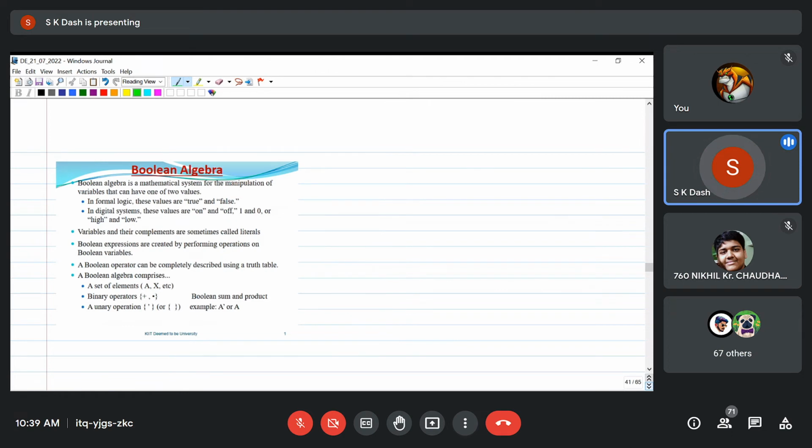Next, Boolean algebra. When we are dealing with only two options, 0 and 1, this algebra is nothing but a mathematical system for manipulation of variables that can have two values. Two values means 0 or 1. That can be true or false, on or off, high or low, or 0 or 1.